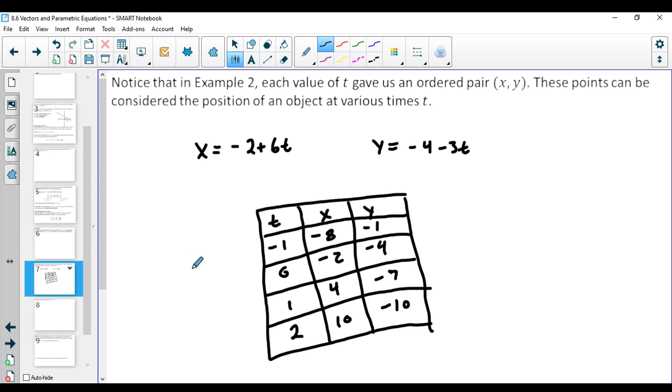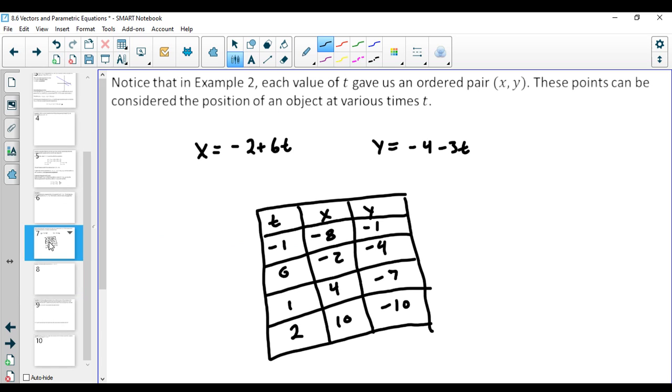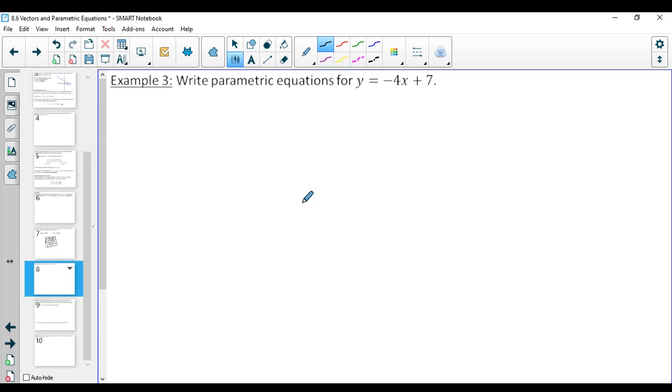And so each value of t gave us an ordered pair (x, y), and that coordinate can be considered the position of an object at various times t. Like I said, the world can be a graph if you make it a graph. And then I just rewrote this stuff real quick. We ended up getting these two equations, and if we plugged these values of t in, these are the x and y values we got. So that was the quick recap.